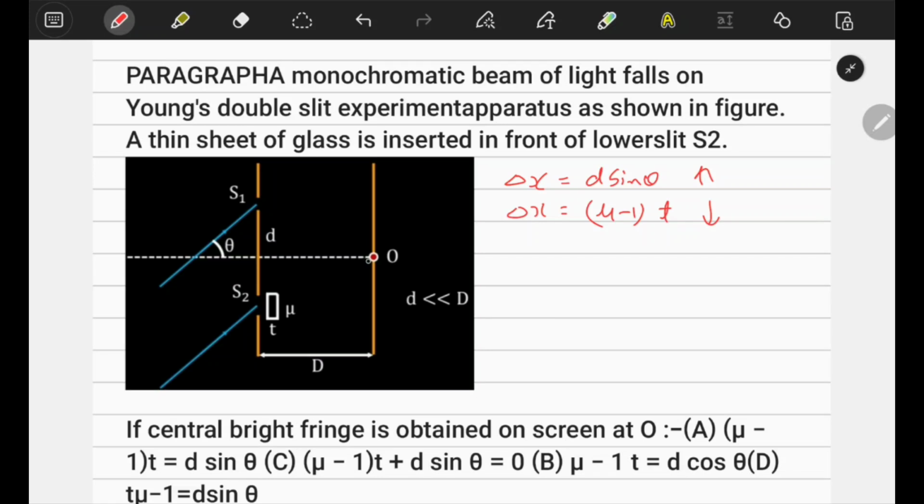Central bright fringe CBF is at O. That means these factors are cancelling each other, they are balancing each other, right? So d sine theta equal to (mu minus 1) into t should be the condition. So in the given options we have this option A.